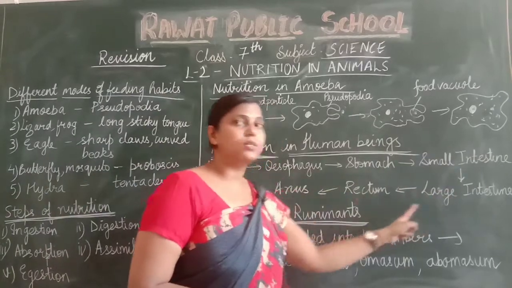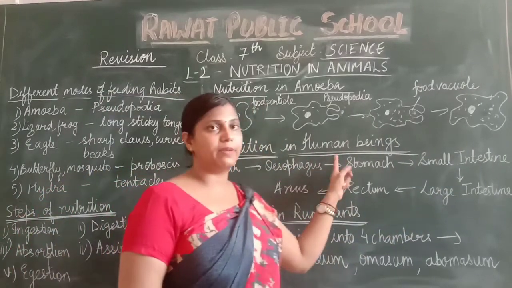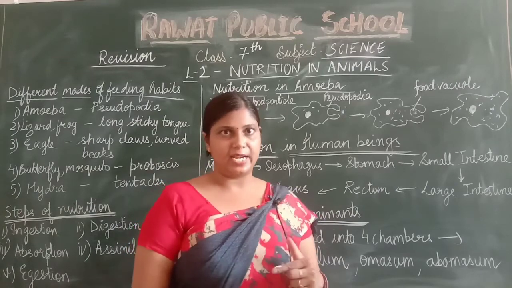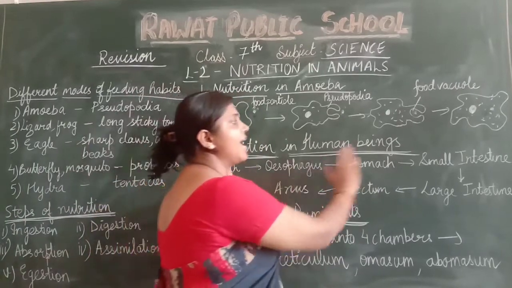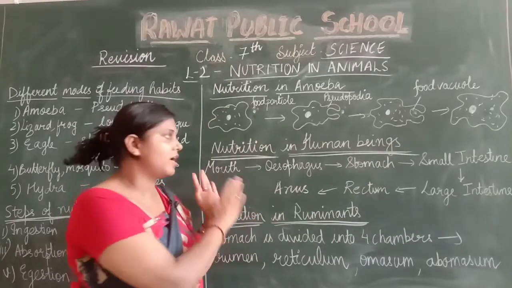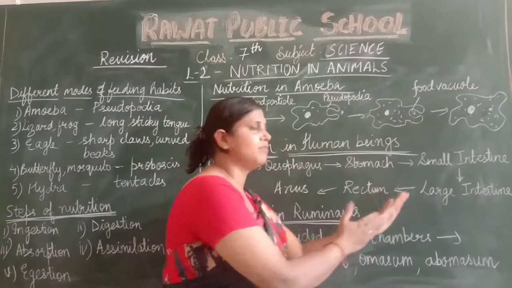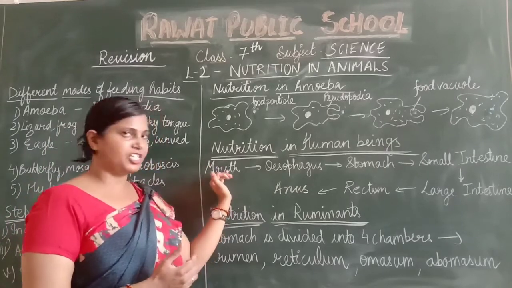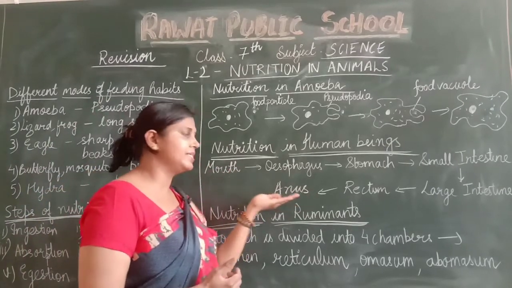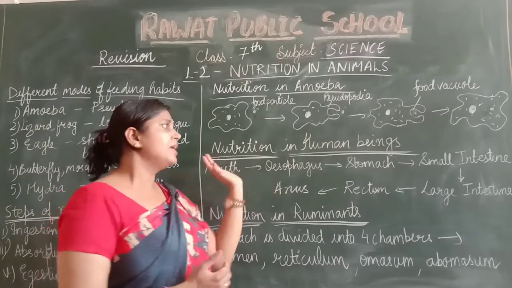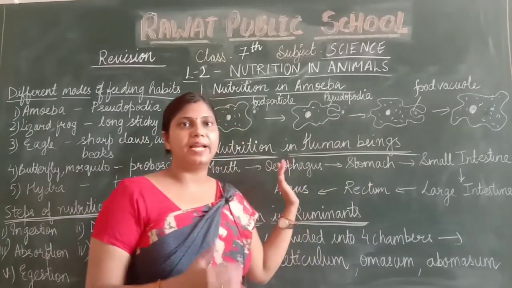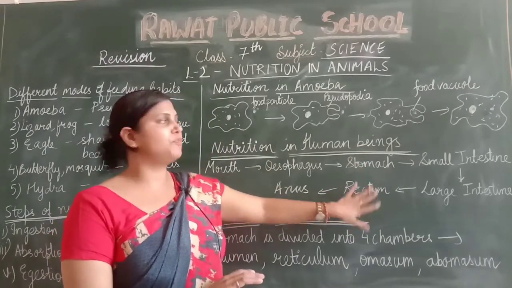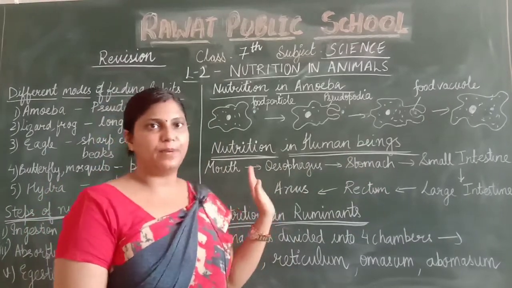This whole process of nutrition in human beings I am going to explain in another video in detail. Here I have just drawn a simple flow chart of how the food travels inside the body. Food is ingested through the mouth, and the unwanted material is egested through the anus. So here in this video, till now, I have explained this.